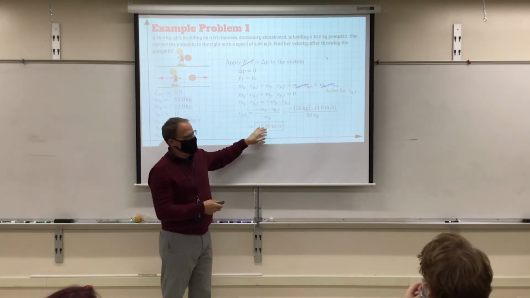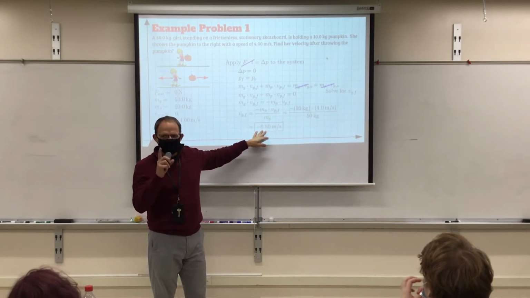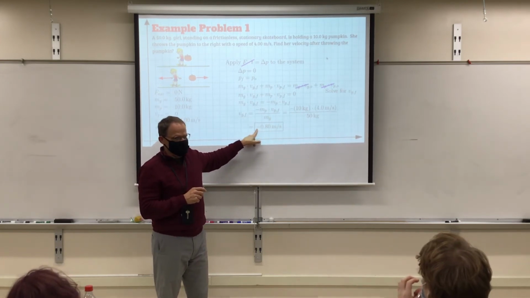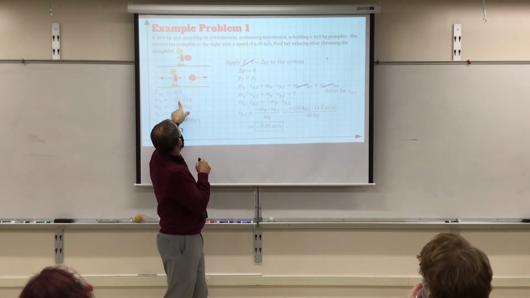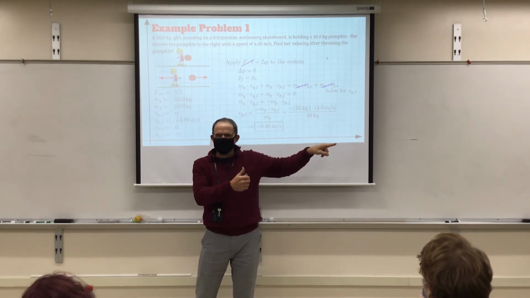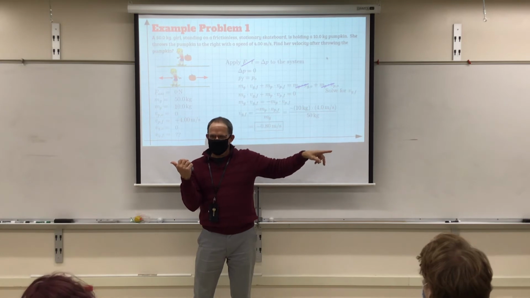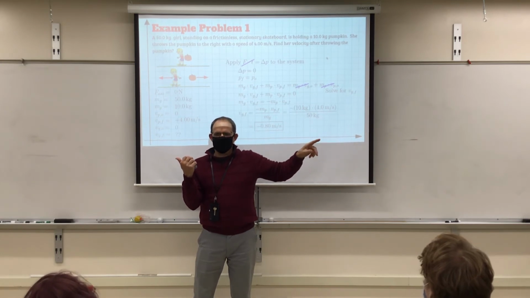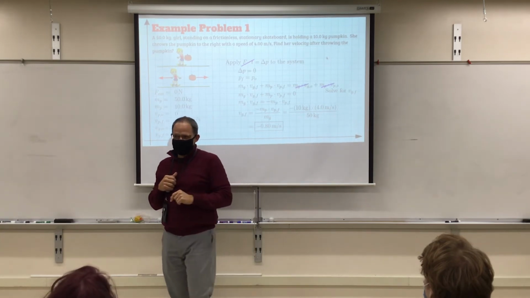All right. Okay, does this answer make sense? Yes. So first of all, does the negative make sense? Yes, because we know the girl is moving to the left. Now, the pumpkin was thrown at 4 meters per second to the right. Does it make sense that the girl is moving 0.8 to the left? Yes, because she has a much smaller mass.